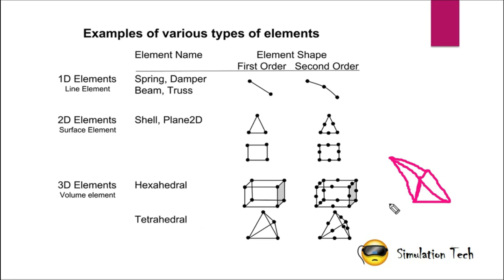If you need more accuracy, you can shift to the second order element. So you can have additional nodes over here, so these points are also covered with nodal points.